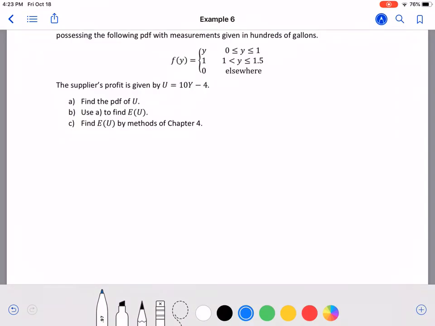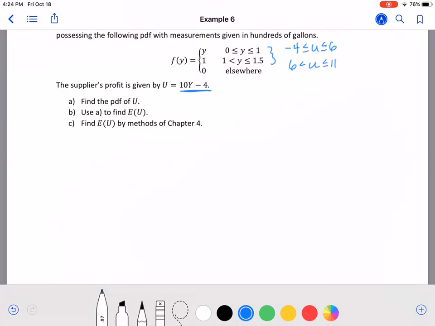So the first thing we want to look at is finding our CDF for u. First, let's transfer our bounds and see what these would mean for u. So if I plug 0 and 1 into this function 10y minus 4, the first set of bounds for y is going to transfer to negative 4 less than or equal to u less than or equal to 6. And if I plug the 1 and 1.5 as the bounds for y into this function for u, I'm going to get bounds for this second chunk of 6 to 11.